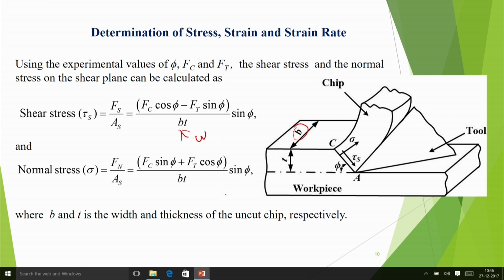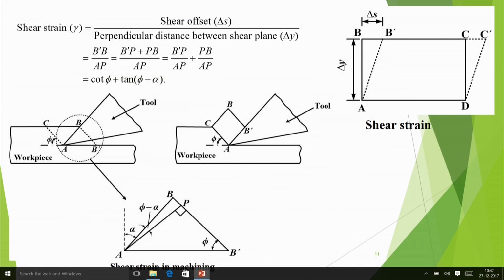And then the normal stress is sigma, that is Fn by As, that is Fc sin phi plus Ft cos phi divided by B t into sin phi. B is the width and T is the thickness of the uncut chip. Actually, this length AC is equal to T by sin phi. That is how this is coming here. That is why T is in the denominator, and then sin phi goes up. So, this you have seen, and you can find out the shear stress and normal stress on the shear plane.